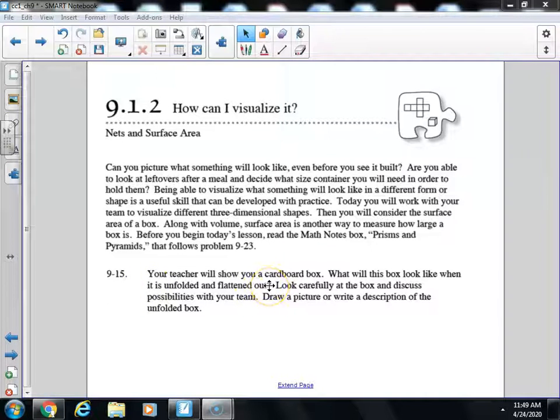So all of us have had to take a box and flatten it out to take up less space. What would it look like? Look carefully at the box and discuss the possibilities with your team. So for question 15, when we show you the box, you need to draw a picture or describe what the box looks like unfolded. So let's go ahead and start with the box.